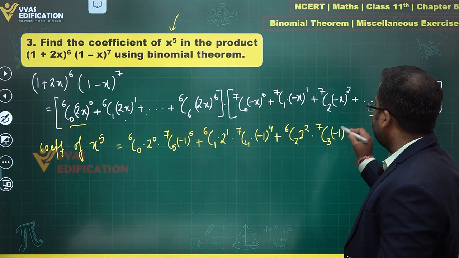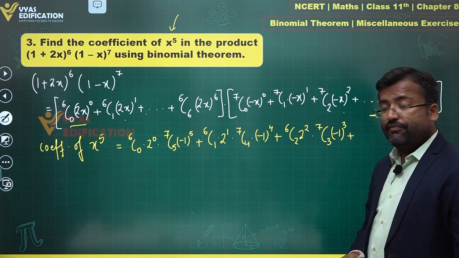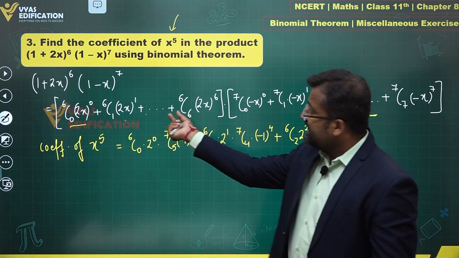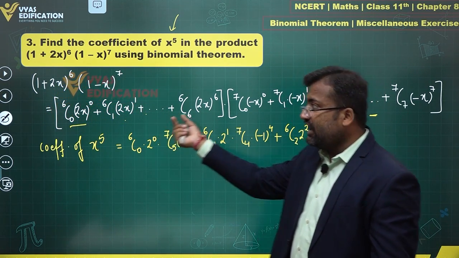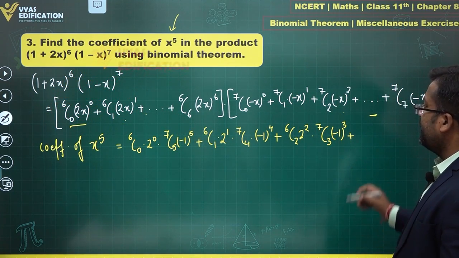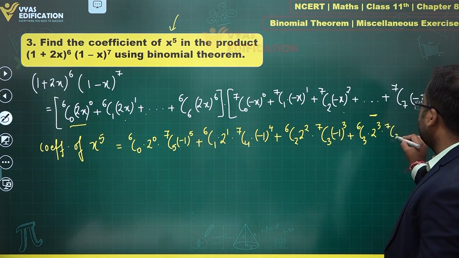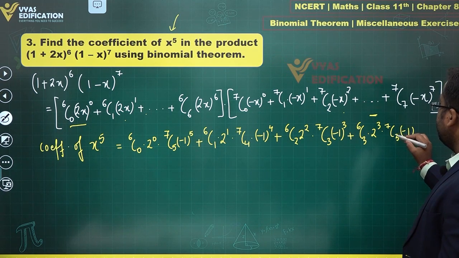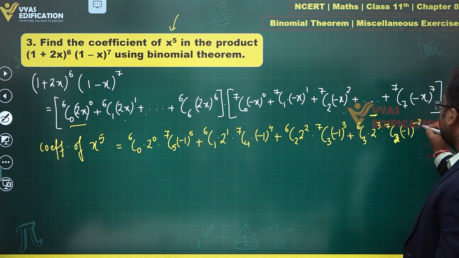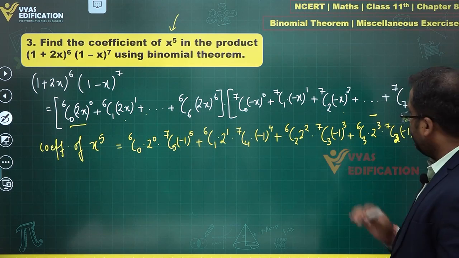This is minus 1 power 3 plus another term. You'll get 6C3 over here, this is x power 3. You'll have x power 2 over here, they will multiply together. The 6C3 times 2 power 3, 7C3 times minus 1 power 3, 7C2 times minus 1 power 2 is what you get, right? This is what you get.